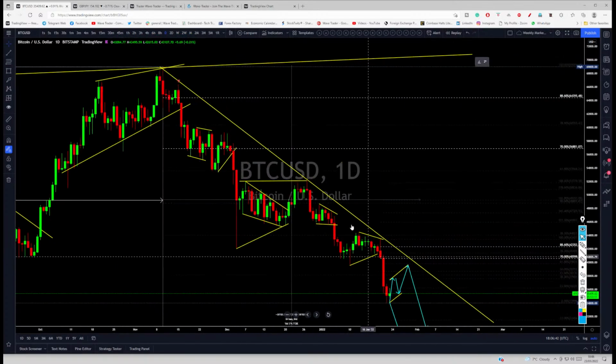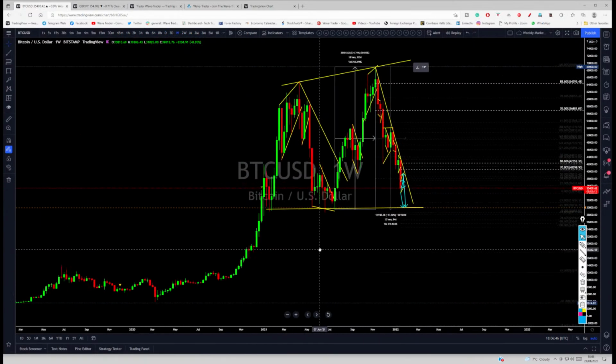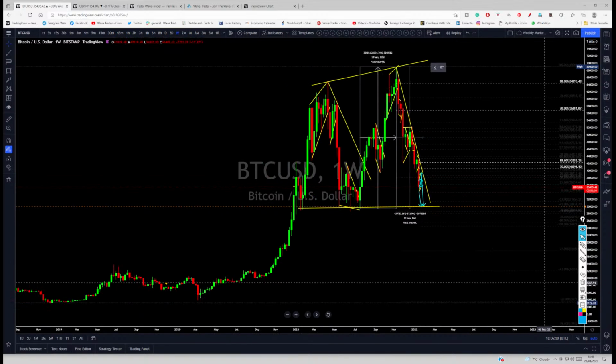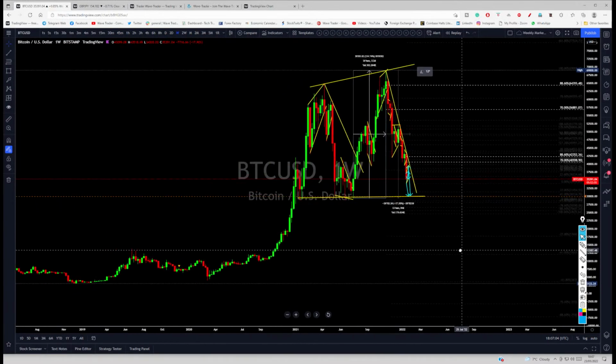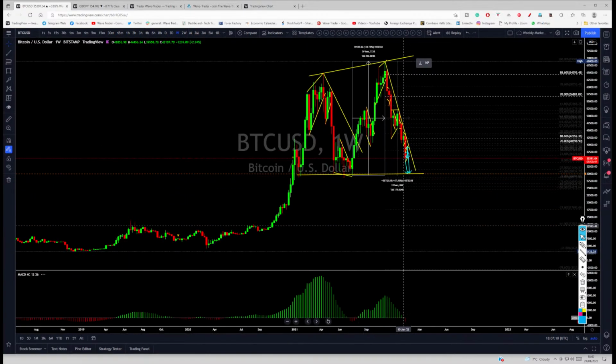So we are about to tag that previous low. As I said, it depends on how the Fed is going to act next week. I'm not anticipating Bitcoin to break down this previous low. There is no reason at the moment for BTC to break that 30K. But before looking at that, let's look at this chart.